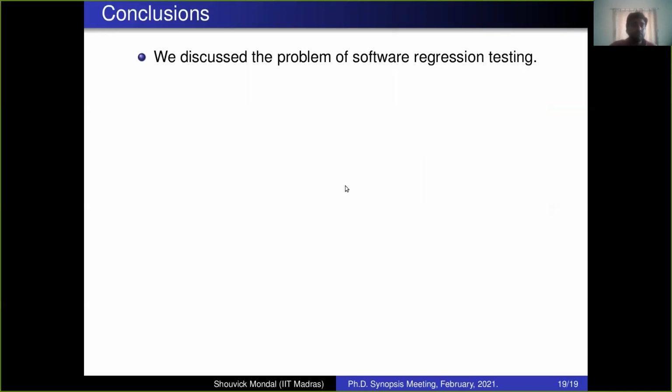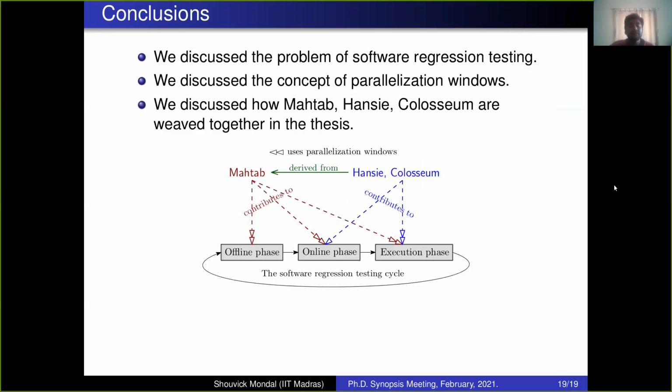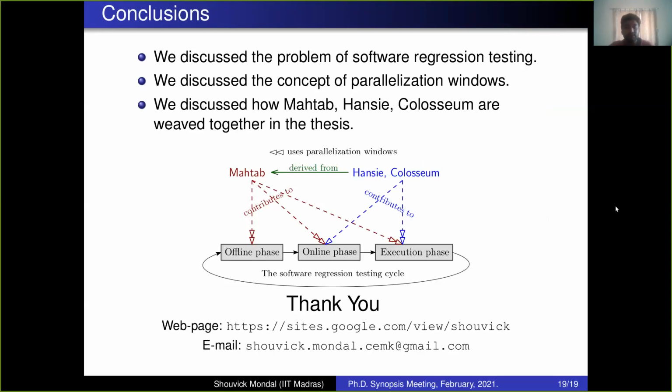So to conclude, we discussed the problem of software regression testing. We discussed the concept of parallelization windows. We discussed how our contributions, Mahata, Hansi, and Colosseum, are weaved together in this thesis.